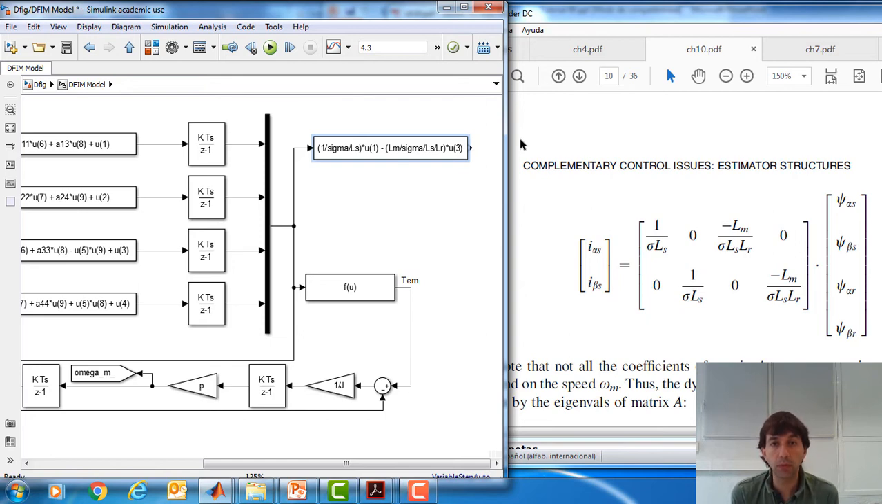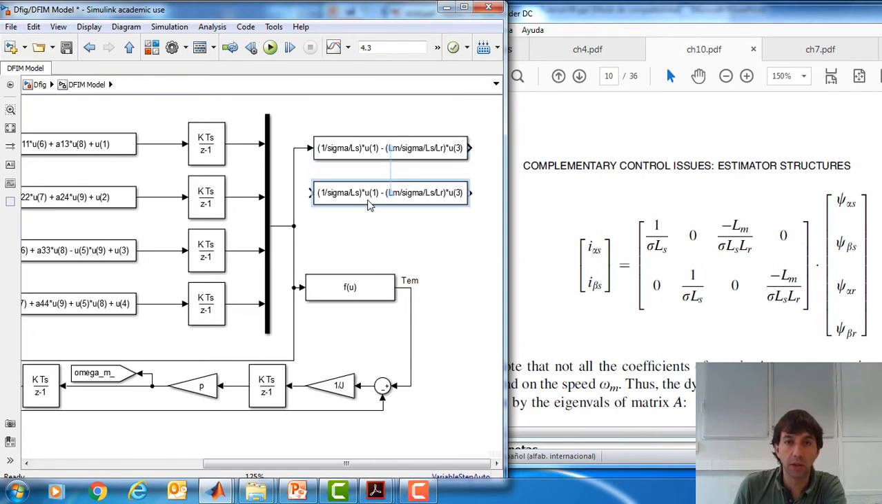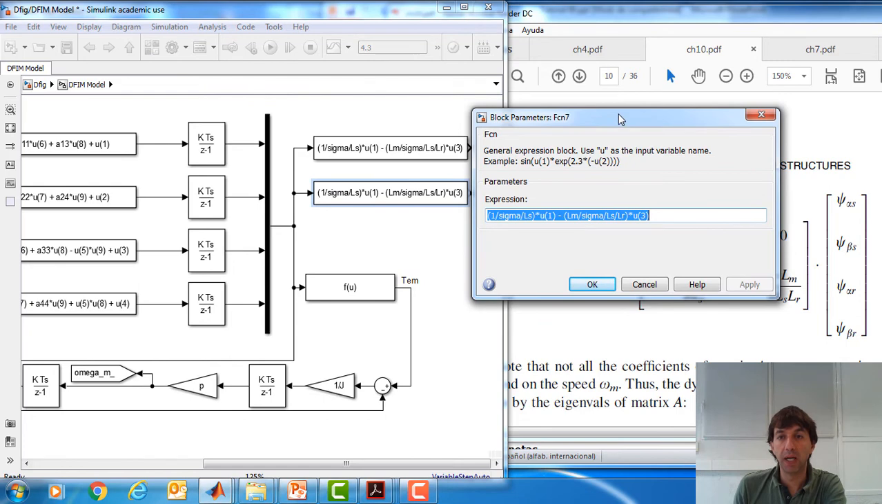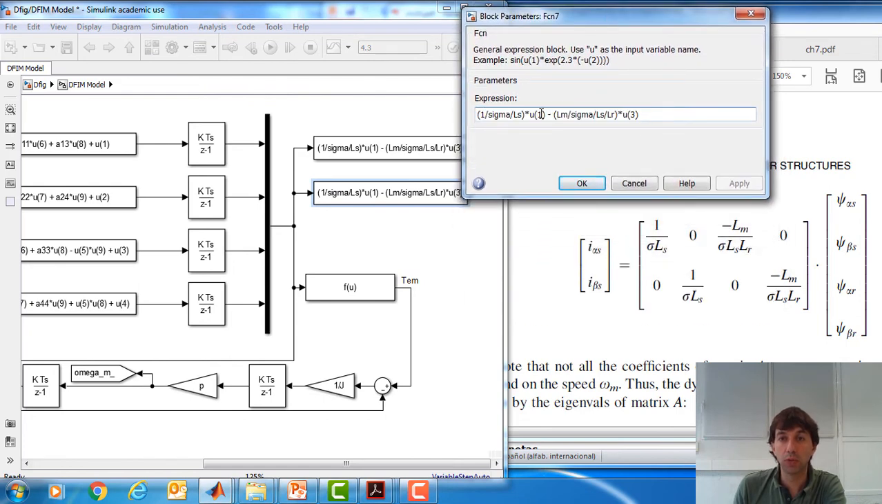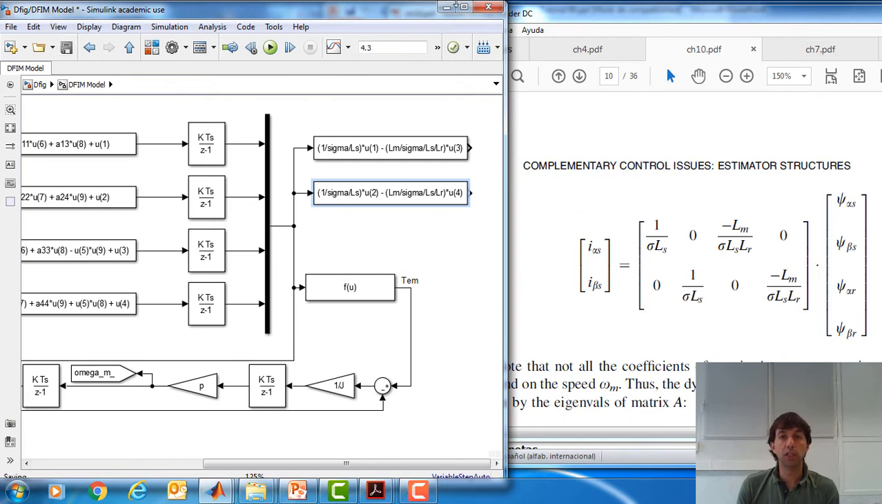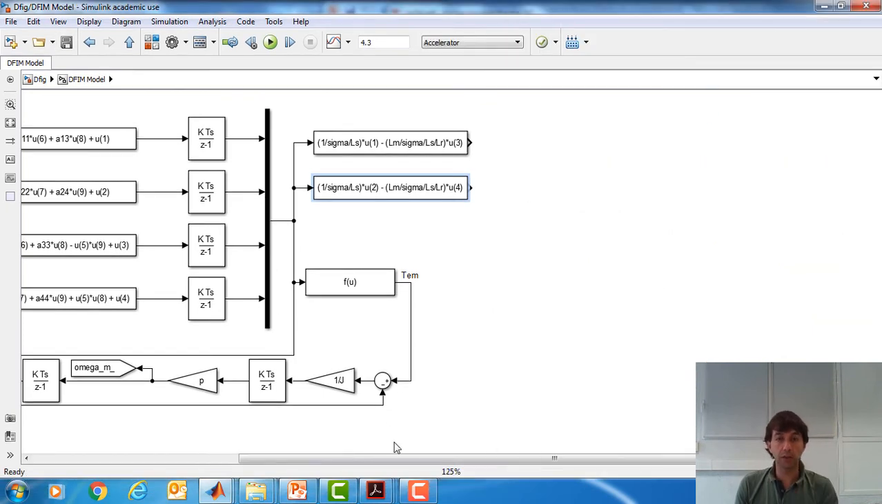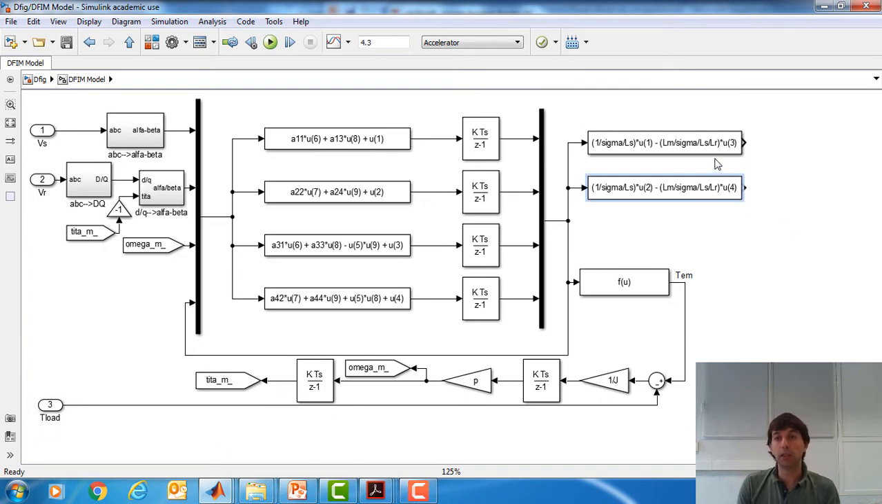Sigma Ls u1 minus sigma Ls u3. Yes. And the beta component of the stator current is going to be something very equivalent, but in this case we need to use the beta components, which is u2, and this is minus as well, the beta rotor component, which is u4. These are stator currents in alpha beta.